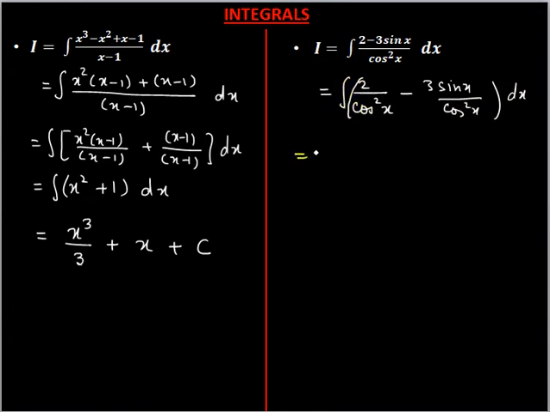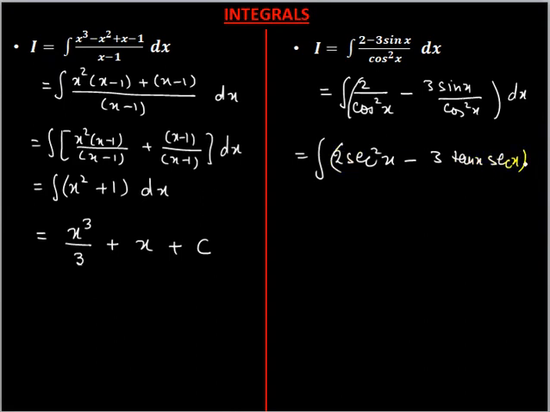Now if you look at the first part, 2 divided by cos square x. So 1 over cos square x can be replaced by sec square x. In the same manner, cos square x can be written as cos x into cos x. So one of the cos x along with sin x, the ratio will be sin x over cos x, which can be written as tan x. And the leftover term, which is 1 over cos x, can be written as sec x.